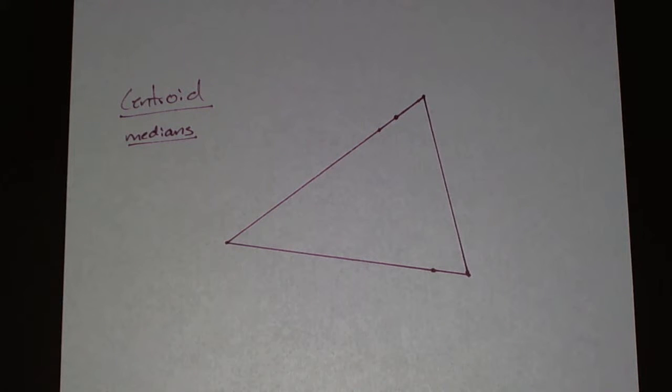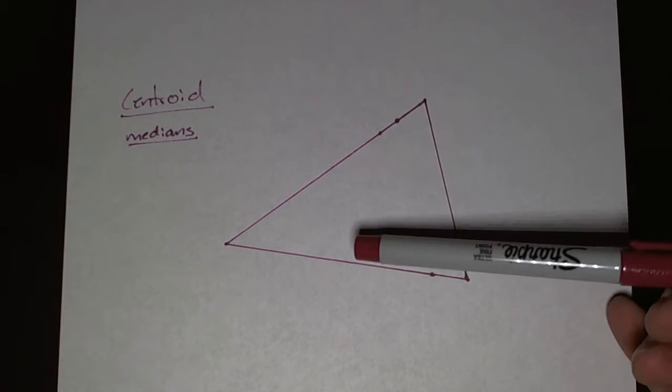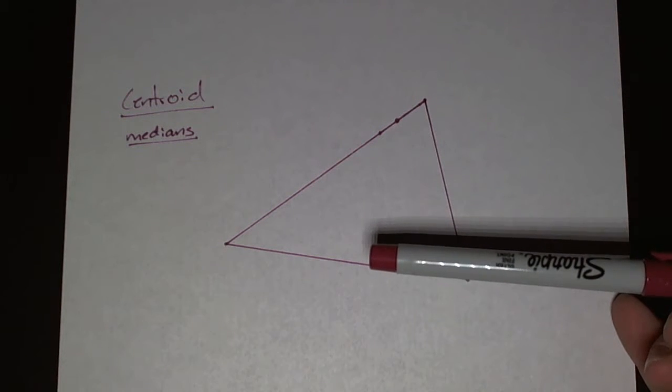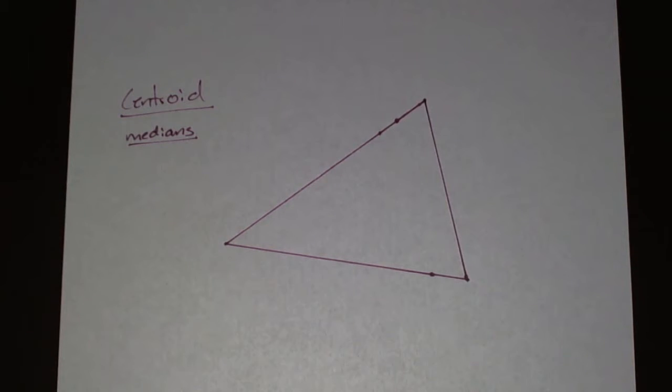Okay, today we're doing the centroid, which, as a reminder, is the intersection of the medians. A median is simply the line from a vertex to the midpoint of the opposite side. So what I want to do is find the midpoint of this side. To do that, I'm going to use the exact same steps that I did for finding the perpendicular bisector.